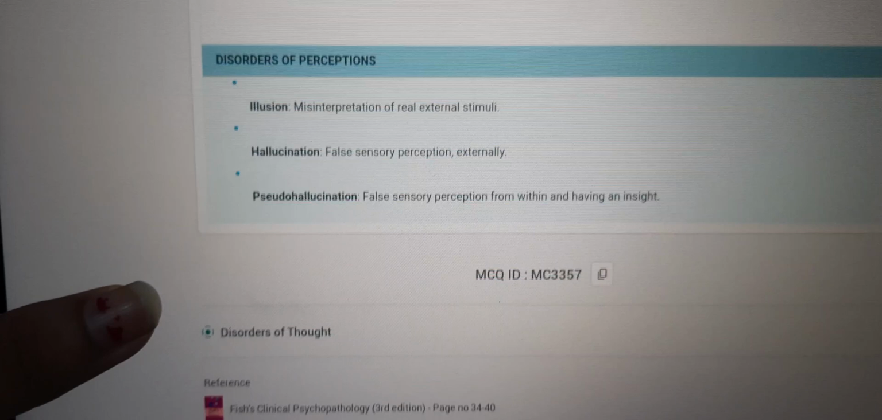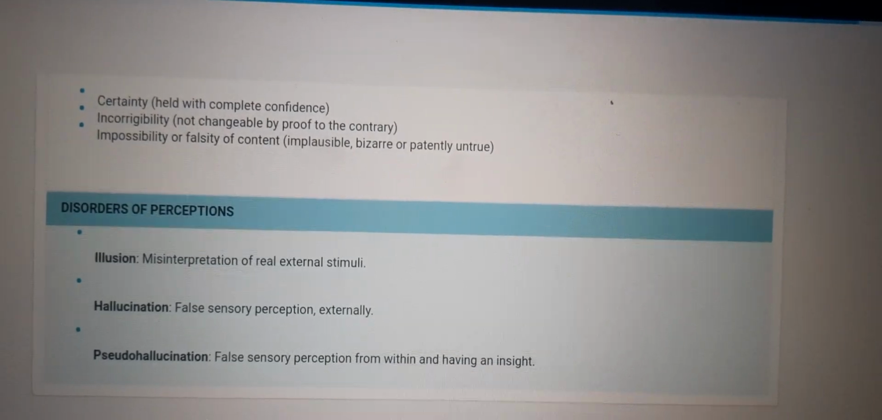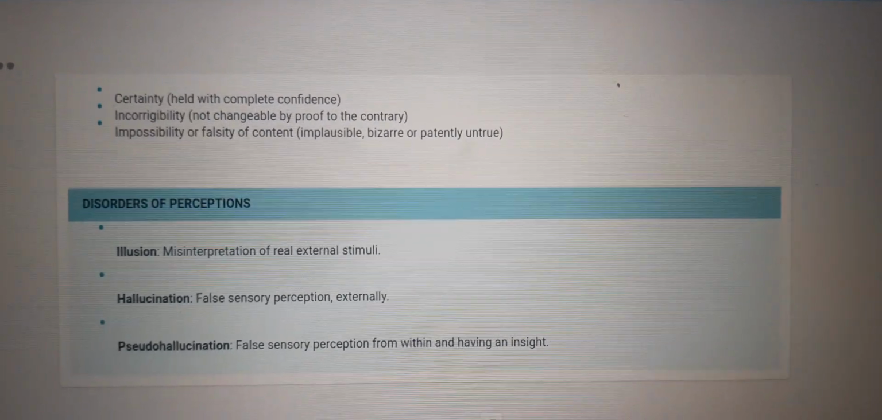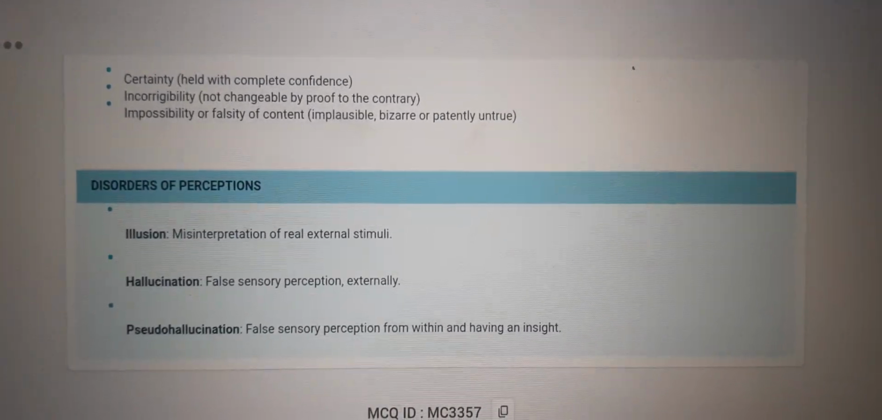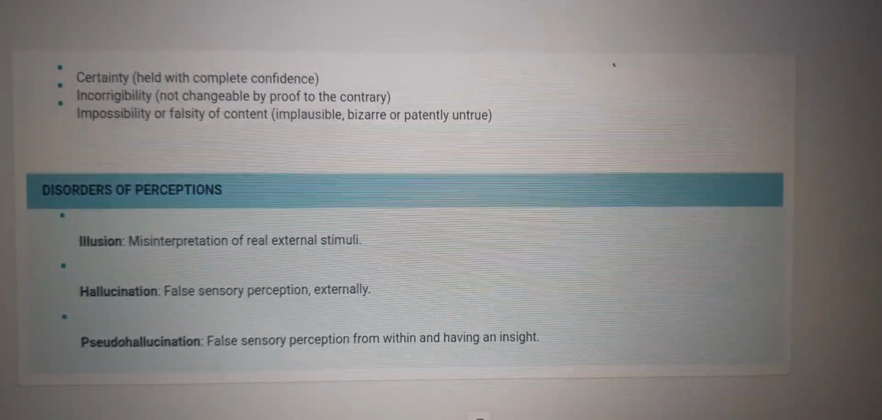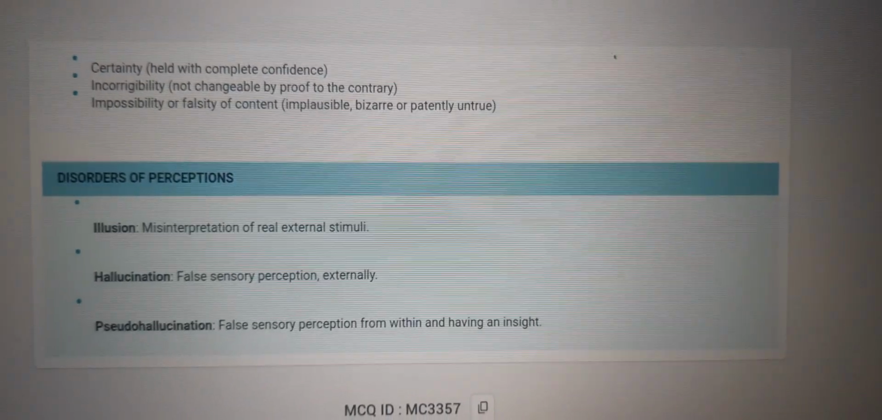What comes under disorder of perception? Illusion, hallucination, and pseudo-hallucination. What is illusion? Illusion means misinterpretation of real external stimuli. Hallucination is false sensory perception externally, and pseudo-hallucination is false sensory perception from within and having an insight. So, what are the examples of illusion and hallucination?